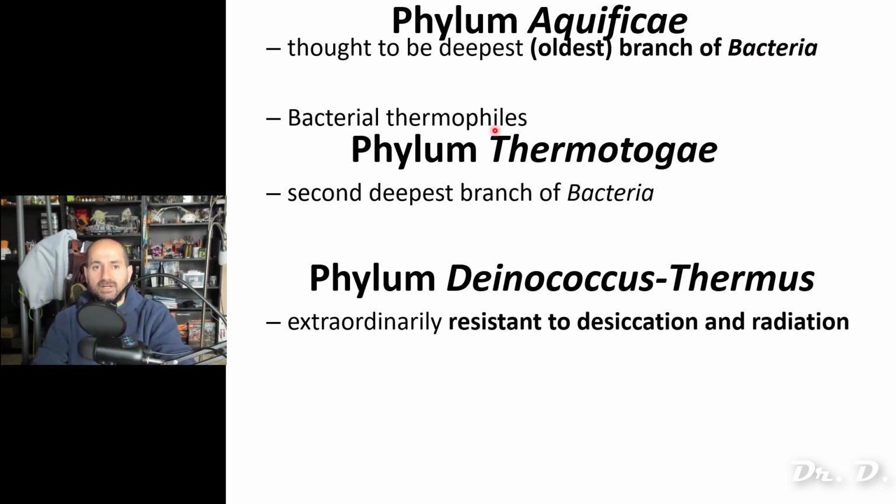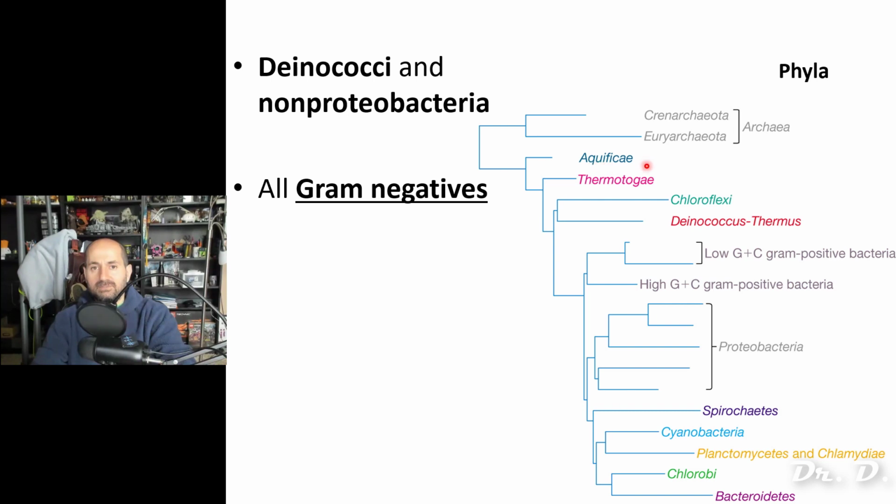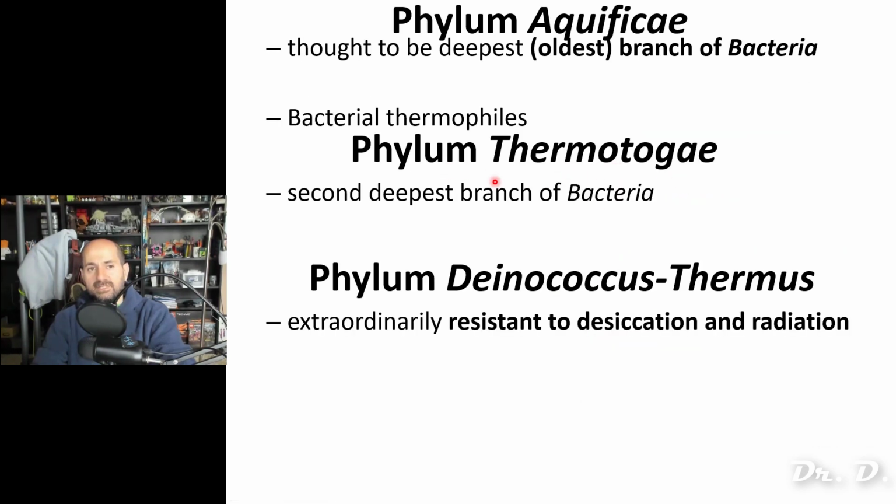They tend to be thermophiles. Okay, so that's really all I need you to know about Aquaficiae. They're these ancient, old creatures. They tend to be non-aerobic, right? They cannot live in oxygen for the most part. Okay, and then we've got the Thermatogae. Let's talk about the phylum Thermatogae. This is the second deepest branch, all right? So that's all I need you to know about those two phyla.